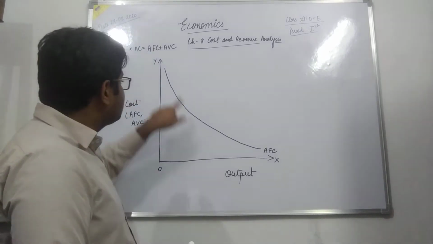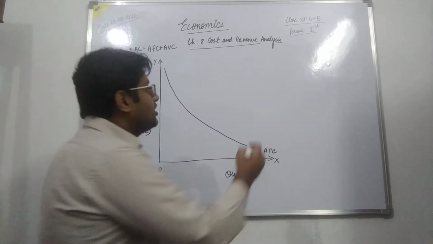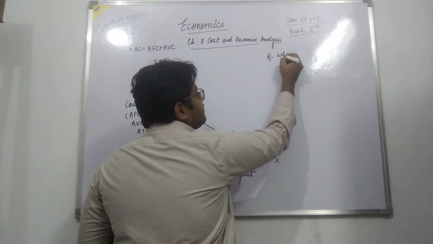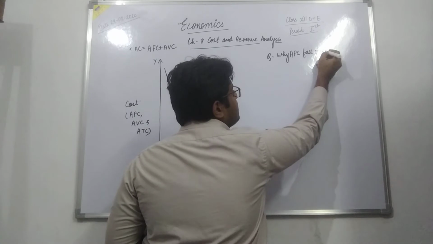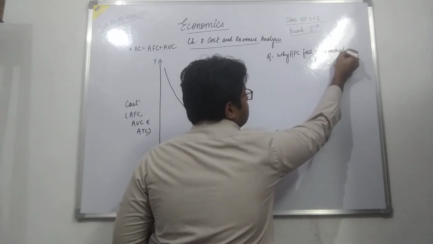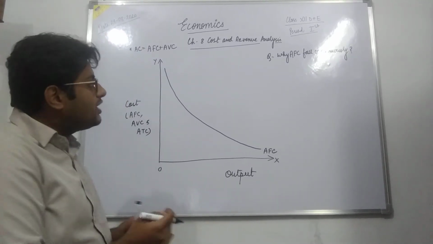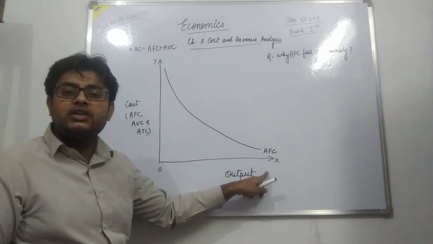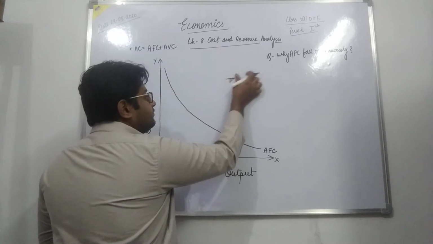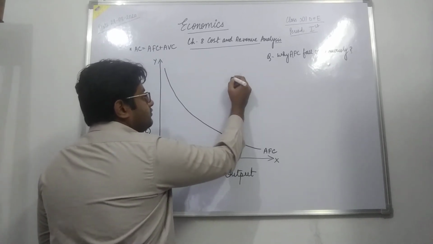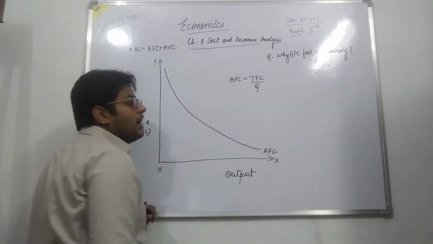Why is it so that average fixed cost is continuously falling? The first question that arises is why AFC falls continuously. So what is the answer to this question? We all know what AFC is. AFC is nothing but total fixed cost divided by the output.